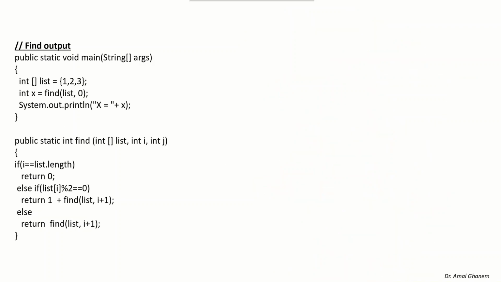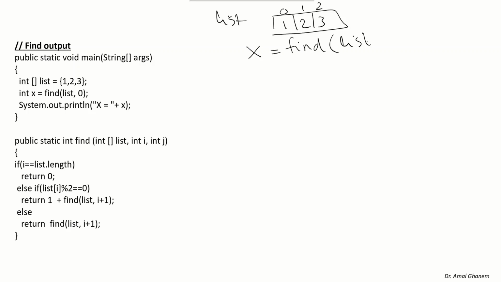Let's have another example. In the main, I have an array with 3 elements: 1, 2, and 3, at indices 0, 1, 2. I will declare a variable x, and I have to call the method find. I should send the array, and I should send 0.